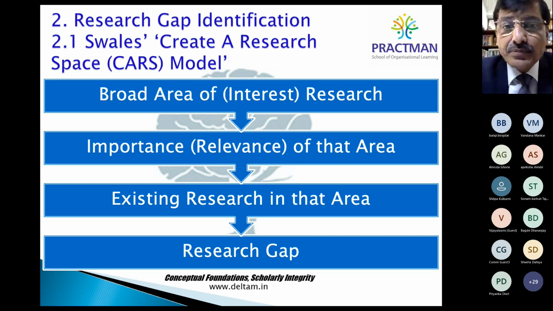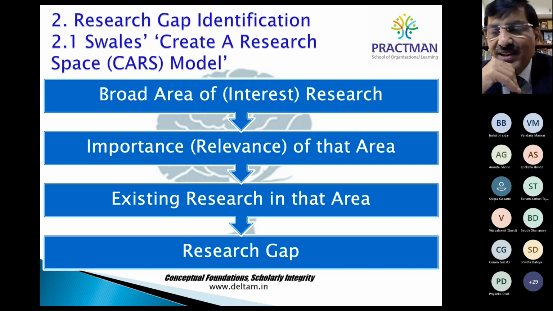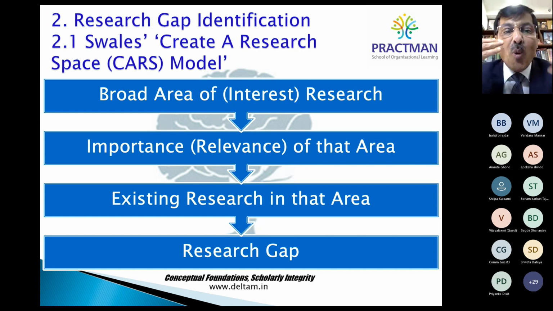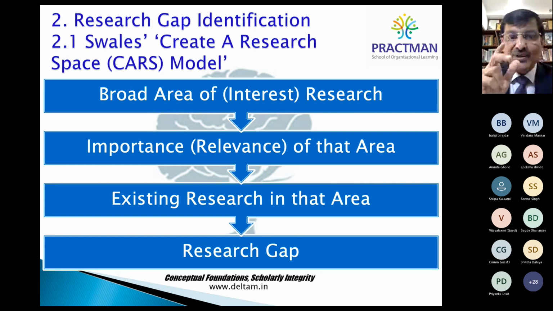He suggests that a researcher should first identify the broad area of his or her interest, the broad area of research. Within that, he should first establish why that area is important, why that area is relevant. Then that person should look at the research which has already happened in that area. What is the existing research in that area? And then finally, the researcher should see what are the gaps which exist. That is what he called the create a research space model.